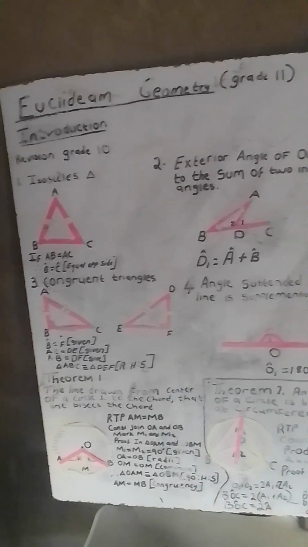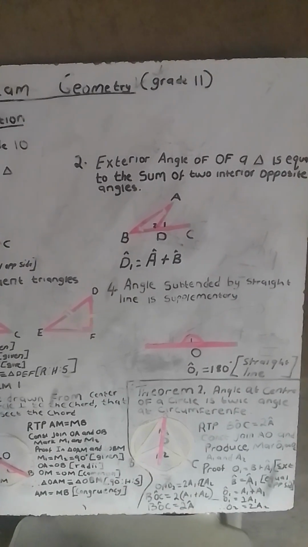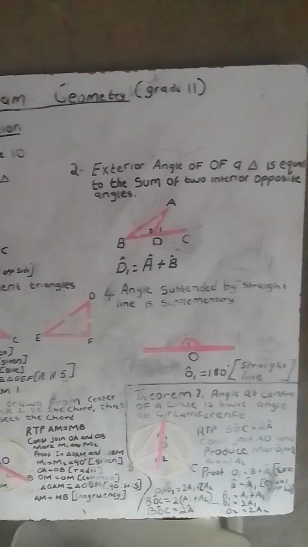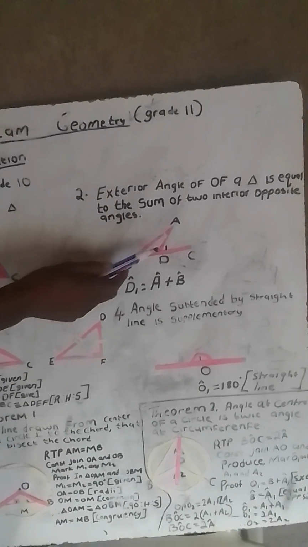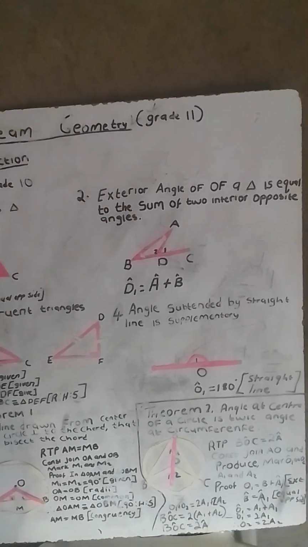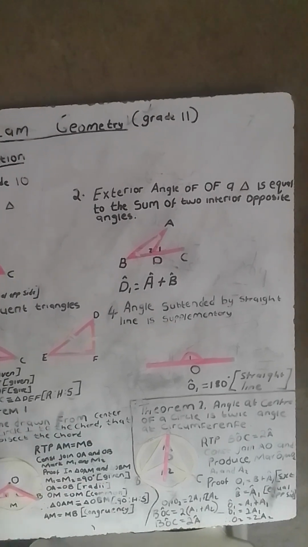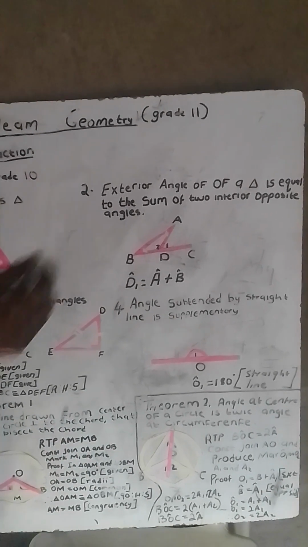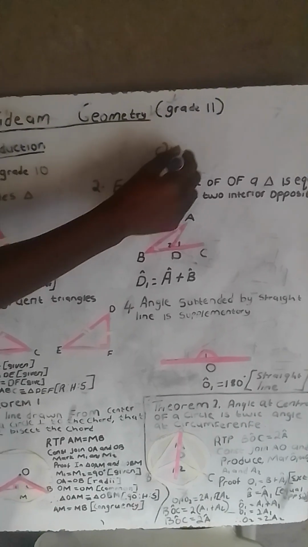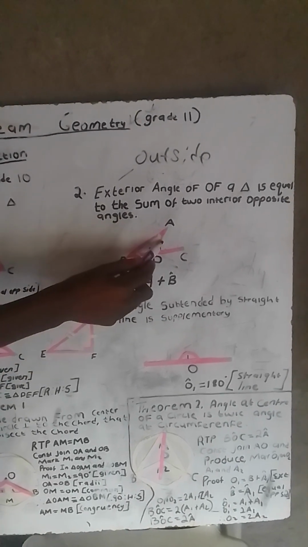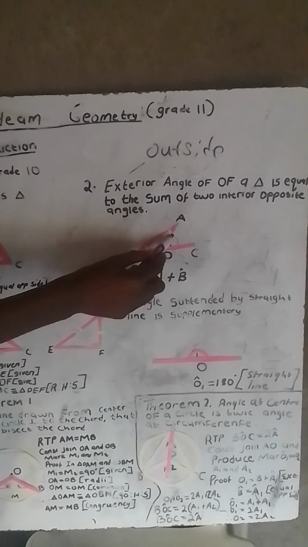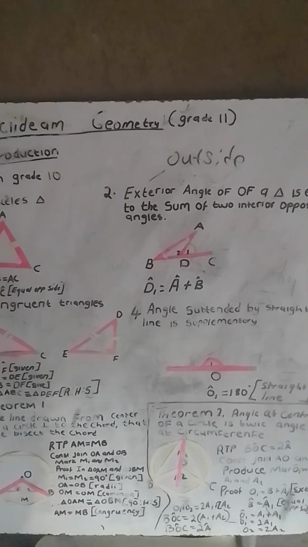Okay, number two, we're going to talk about the exterior angle of a triangle. From this triangle, the exterior angle of this triangle is equal to the sum of two interior opposite angles. So exterior means the outside. So it is the exterior angle. It means that it is the outside angle. So the outside angle is this one, which is D1.